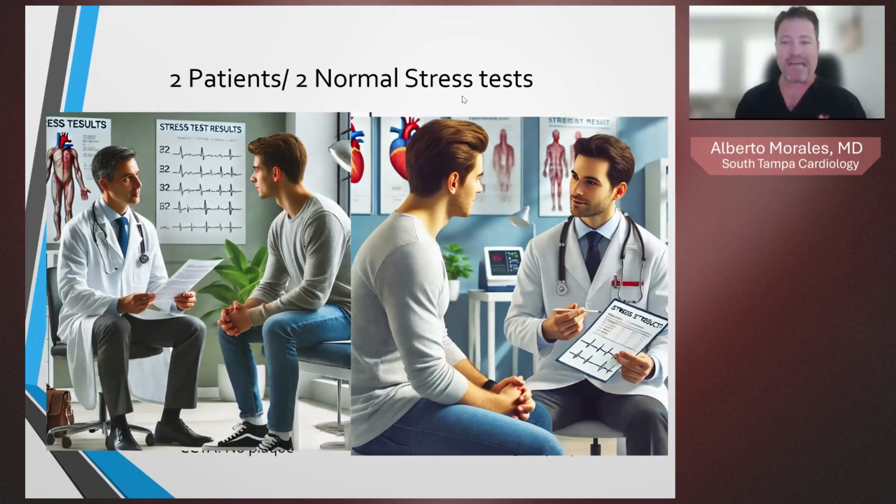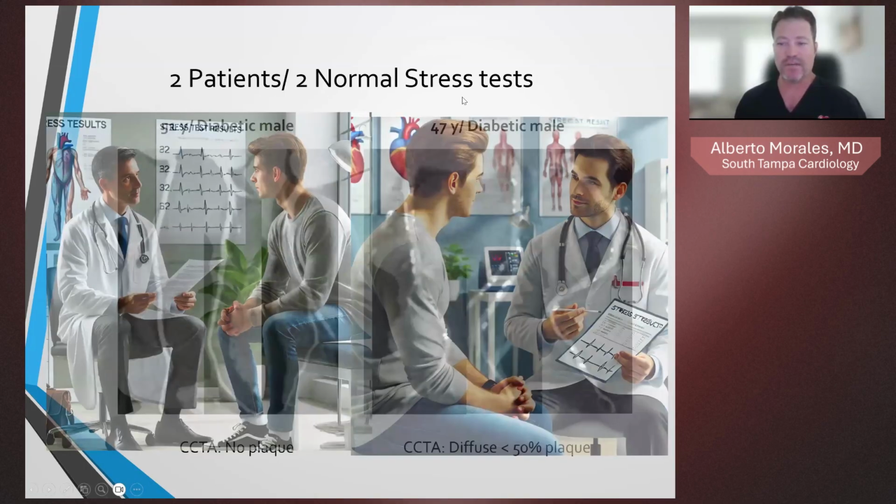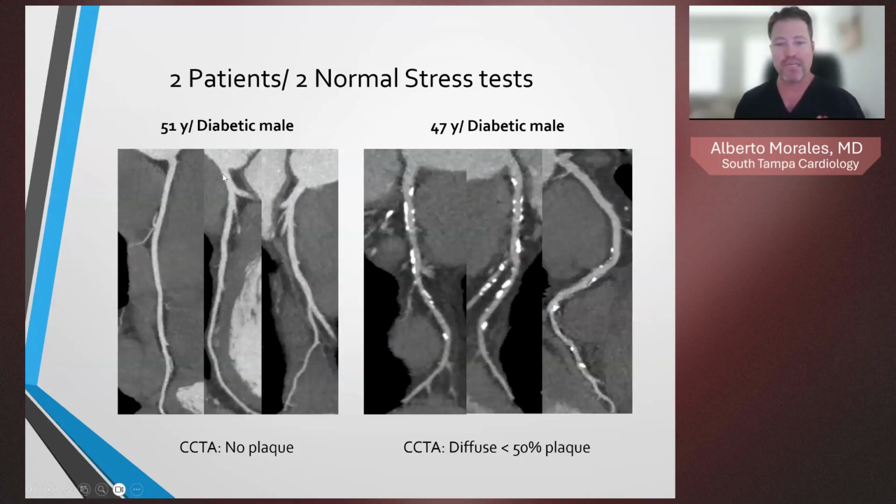But what if you could see inside? What if you can actually see what's really going on inside? So patient one obviously has no disease, whereas patient two has diffuse 40 to 50% blockages all throughout. This is sort of a ticking time bomb. There's advanced plaque all throughout his arteries. This is someone very high risk. Again, you don't get to see that with a stress test.